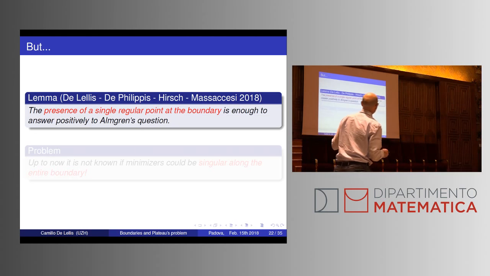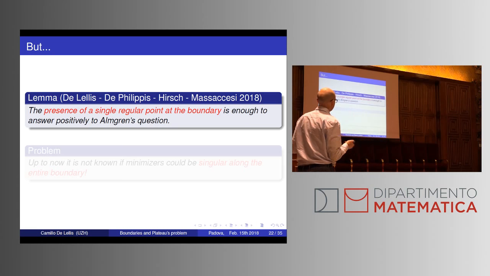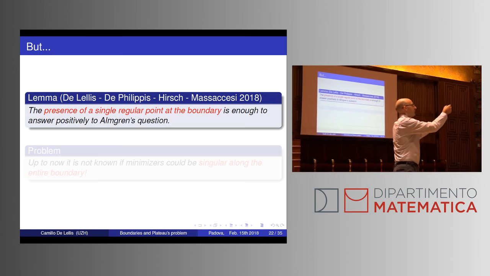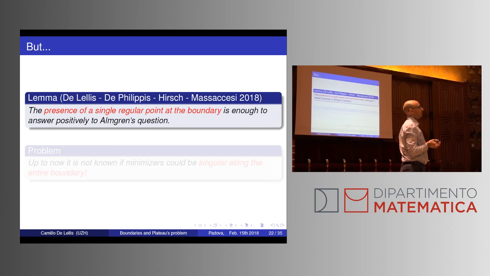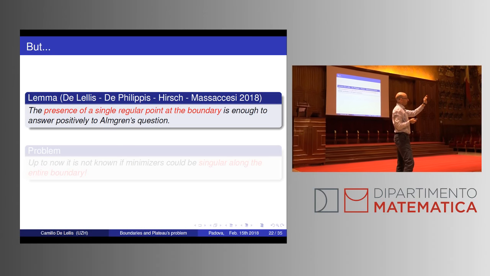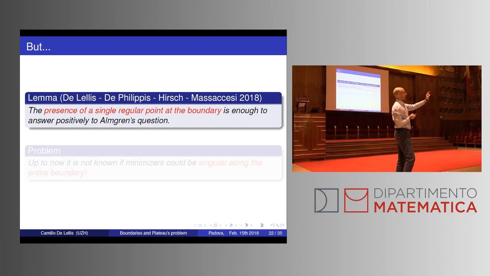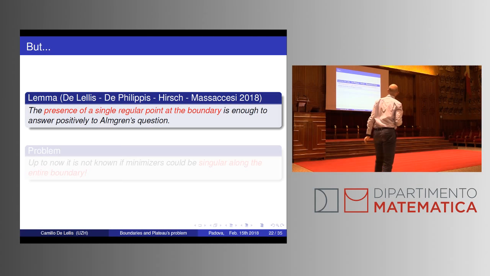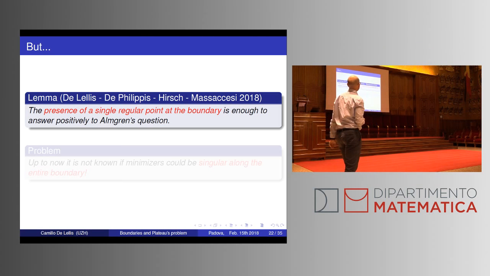There is a simple remark that you can make by using the theory which exists up to now. It's a proof of half a page. It's a remark that I made together with my friends Guido de Philippis, Jonas Hirsch, and Annalisa Massaccesi this year. And the remark is that you don't need the boundary to be completely regular. You need one single regular point at the boundary. So one place where the surface is reasonable at your boundary, and then the answer to Almgren's question is positive.